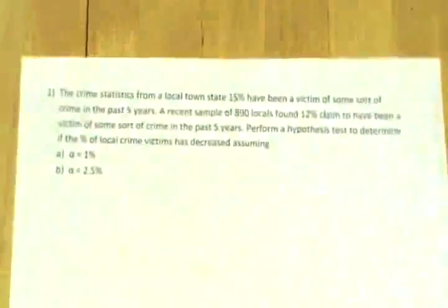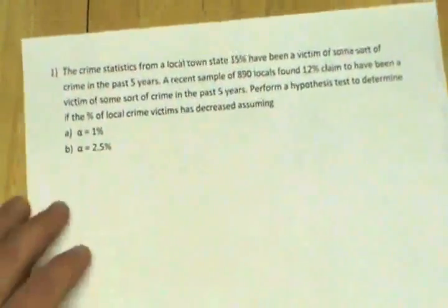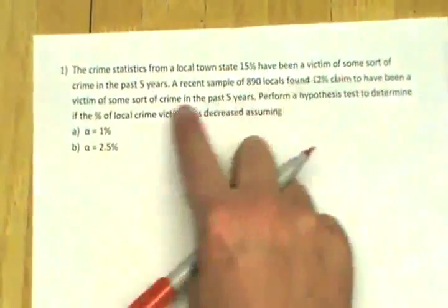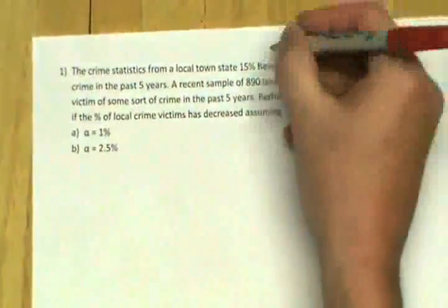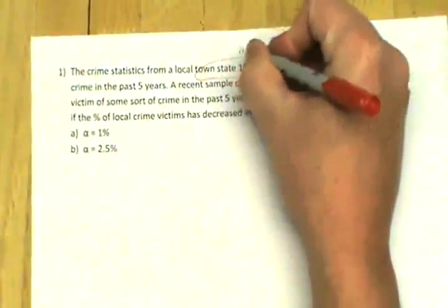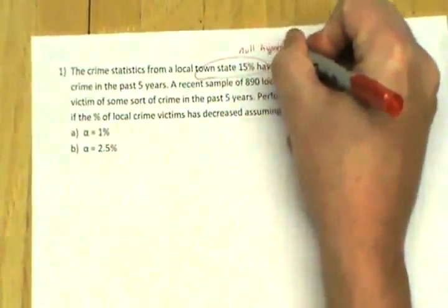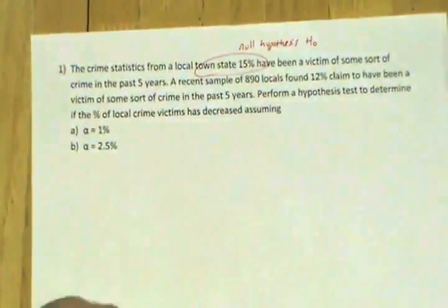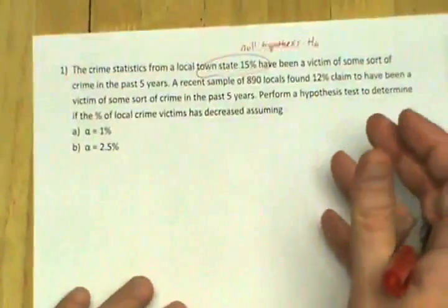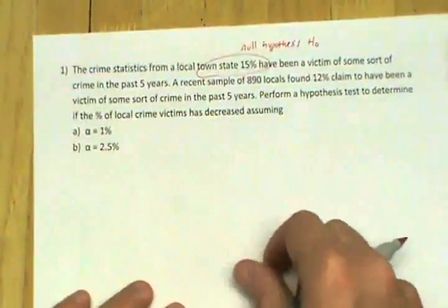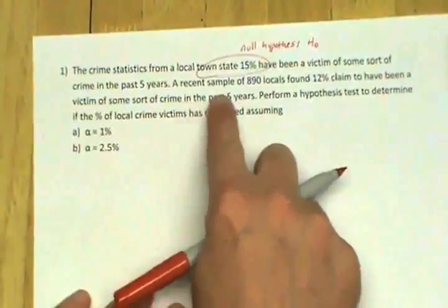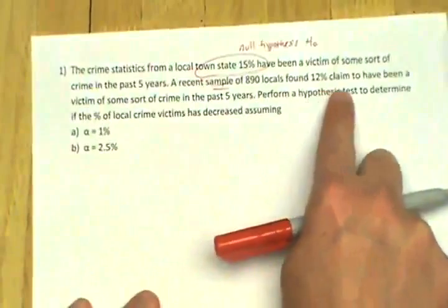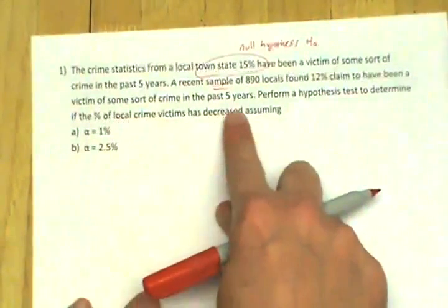So example number 1. We have the crime statistics from a local town stating 15% have been a victim of some sort of crime in the past 5 years. The statement is always your null hypothesis in the question, which is called H0. So whatever they tell you, that's always considered the null hypothesis. You always assume the null hypothesis is true unless something comes along and proves it not to be true. So a recent sample of 890 locals found 12% claim to have also been the victim of some sort of crime in the past 5 years.